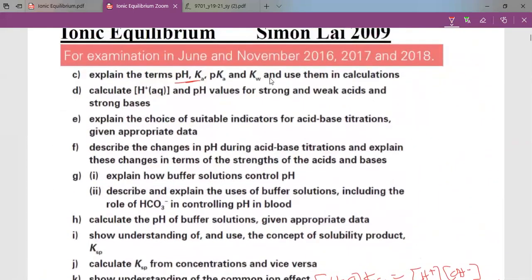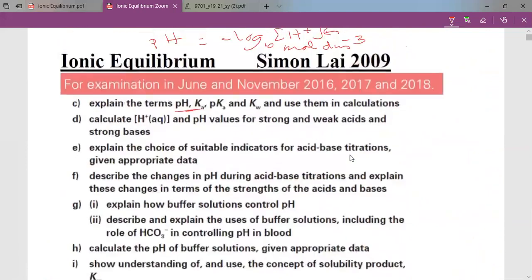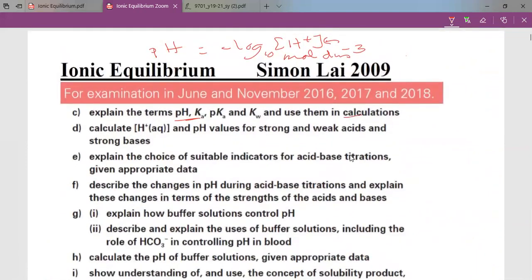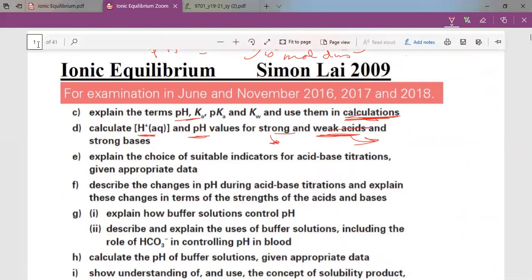So using calculations, today is all calculations, so you use logs and things like that. Remember this is the keyword: if your maths is lousy, then forget it, don't do it. Calculate H plus concentration and then pH values for strong acid and weak acid. Now we're going to consider weak acid today. Strong acid is very simple. They also ask you to define what is a strong acid and what is a weak acid. Let me just give you a question on this, page 28 here. They ask you about that.